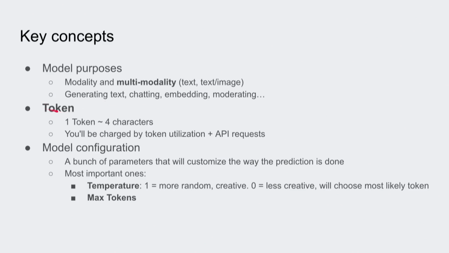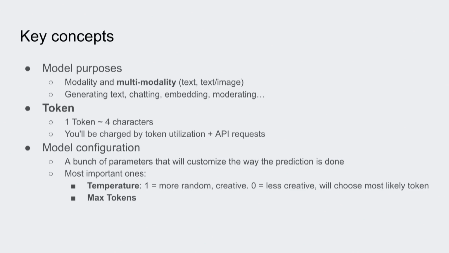We also saw this word a lot, token. A token is a really important definition that you have to know. One token basically is, not exactly, but basically 4 characters, more or less. And why is this important? Because when you're talking with these APIs, right now Gemini is free. It is free until Wednesday of next week. So if you want to play with it, this is the time to do it, because it will become a paid API.